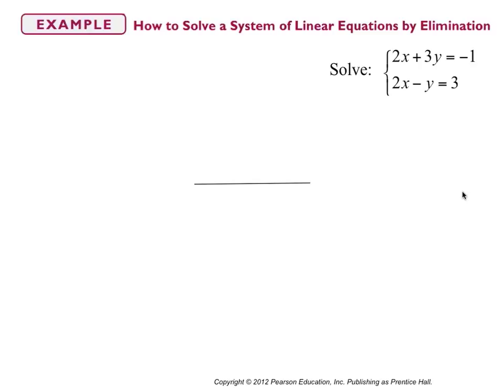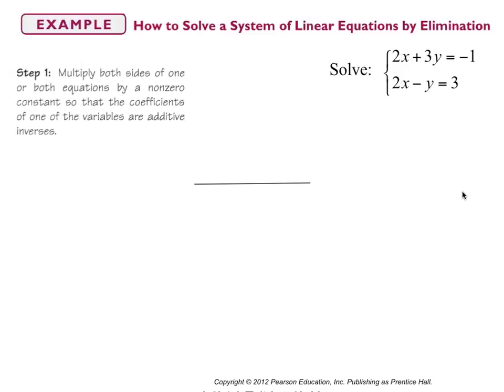We have 2x plus 3y equals negative 1 and 2x minus y equals 3. Step 1 is to multiply both sides of one or both of the equations by a non-zero constant so that the coefficients of one of the variables are additive inverses. Now, additive inverses, basically what we want them to be is just so that they're going to cancel with one another.